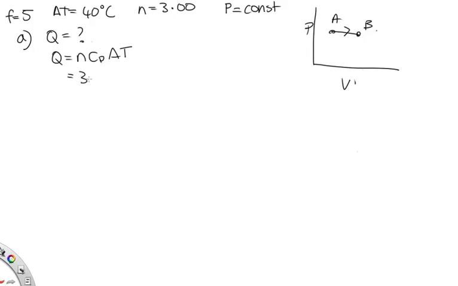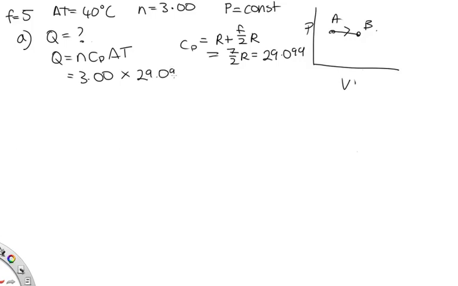So we're told that there's 3 moles. Now Cp is equal to R plus f/2 R, and in this case f is 5, so this is 7/2 R, which is 29.099. So substituting that in, 29.099, and the change in temperature is 40. So now we can just enter all this into the calculator. When we do that, we get 3,492 joules.